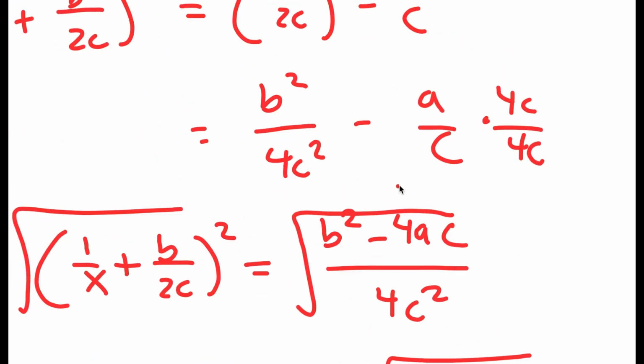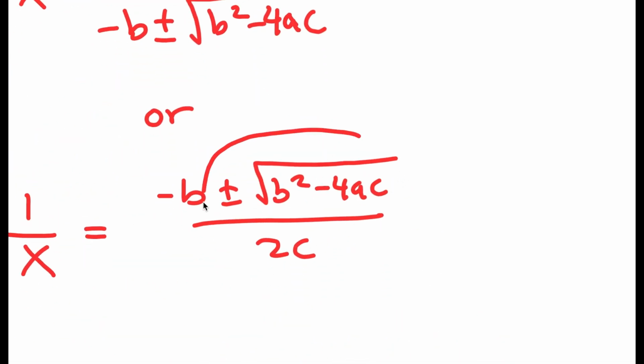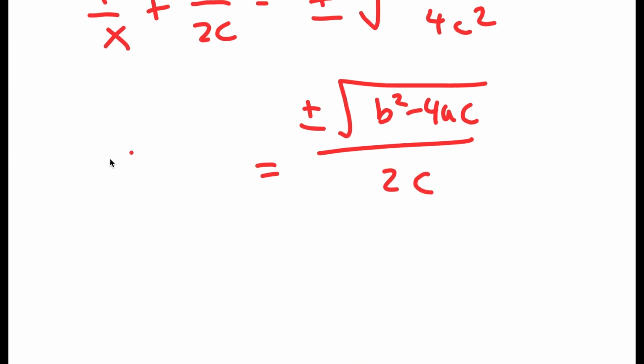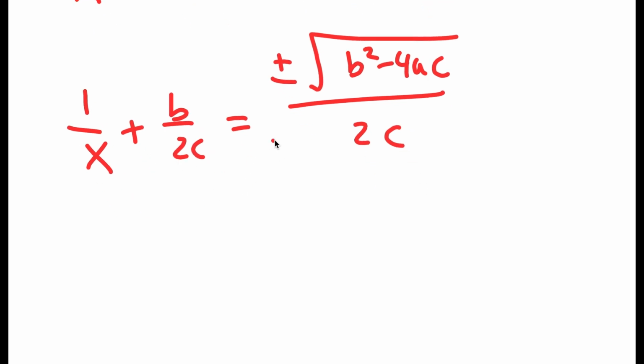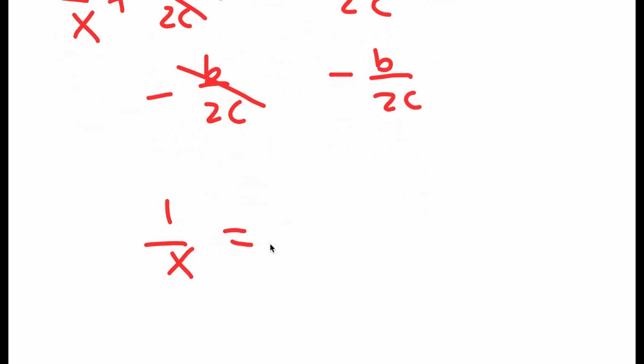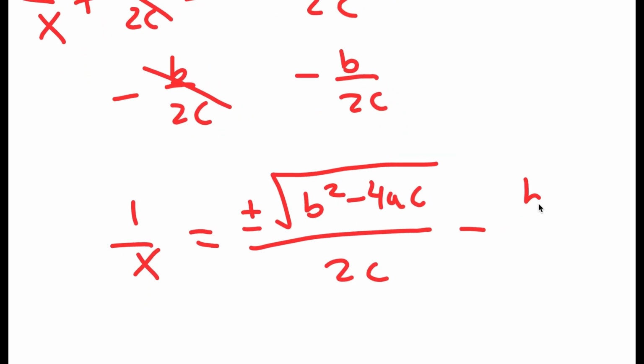So now, a lot of you are probably thinking, this is what we have right here, excluding the negative b. We have positive or negative square root of b squared minus 4ac over 2c. That's exactly what we have here. So now, I have 1 over x plus b over 2c. What I'm going to do now is subtract b over 2c on both sides. So now I have 1 over x is equal to positive or negative square root of b squared minus 4ac all over 2c minus b over 2c.